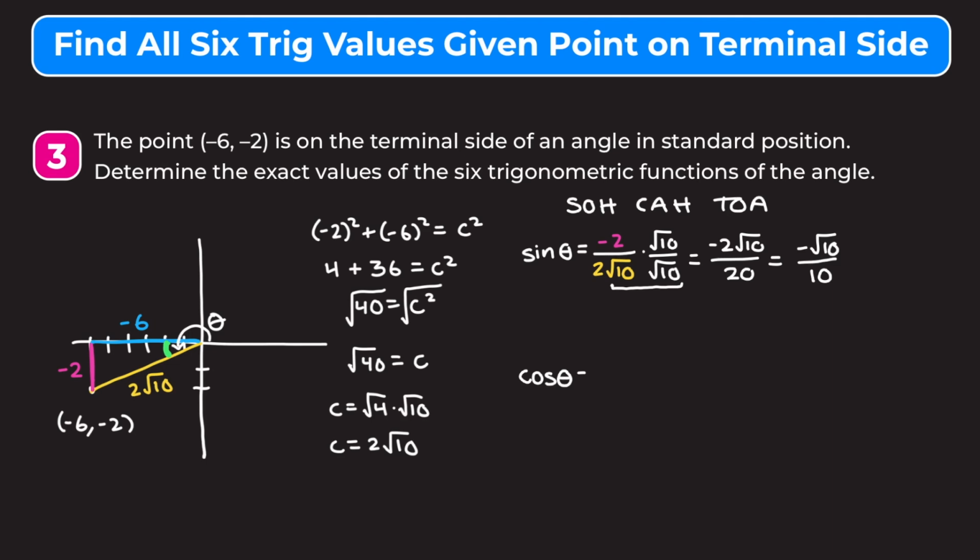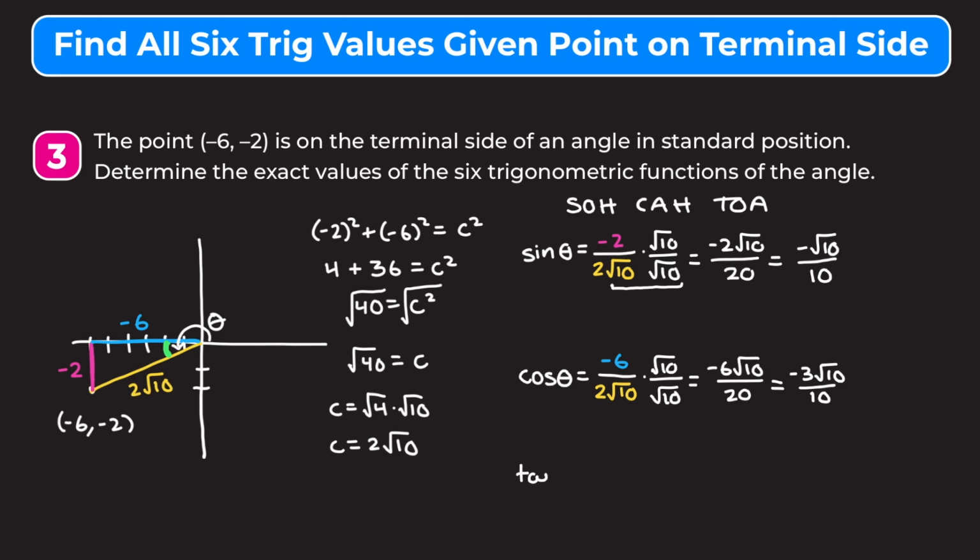So now let's do the cosine, which is AH, so adjacent over hypotenuse. So we have -6 over our hypotenuse of 2 times the square root of 10. Again, we need to rationalize the denominator. Multiply the top and bottom by the square root of 10. On the top, we have -6 times the square root of 10. On the bottom, 2 root 10 times root 10, again, is going to give us 20. And we're just going to simplify this. We're going to divide -6 and 20 both by 2. So we get -3 root 10 over 10 as our cosine.